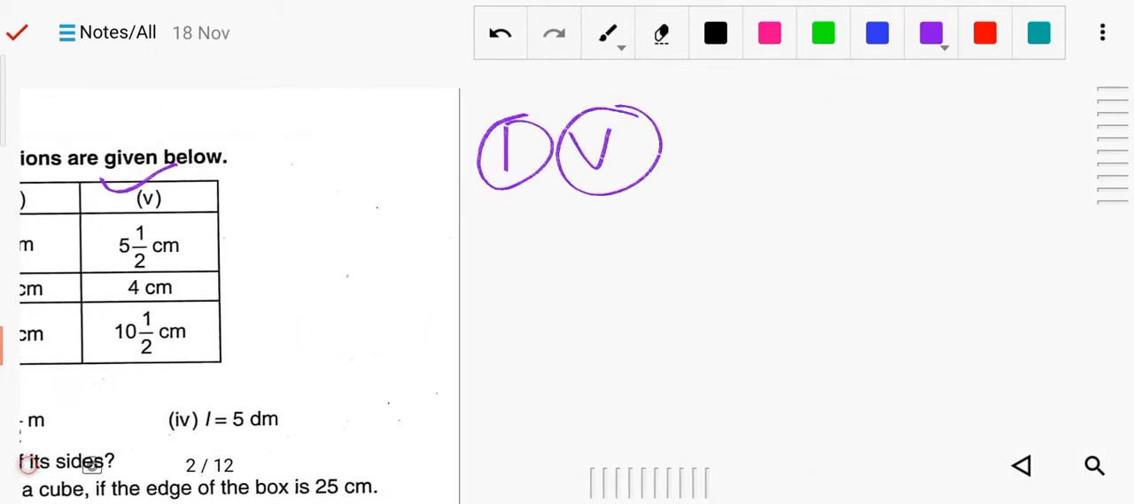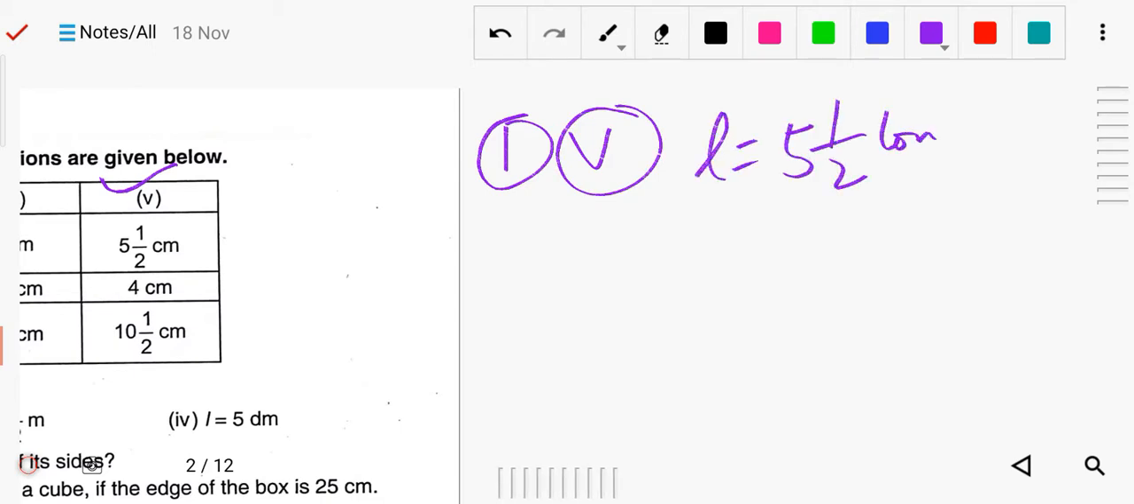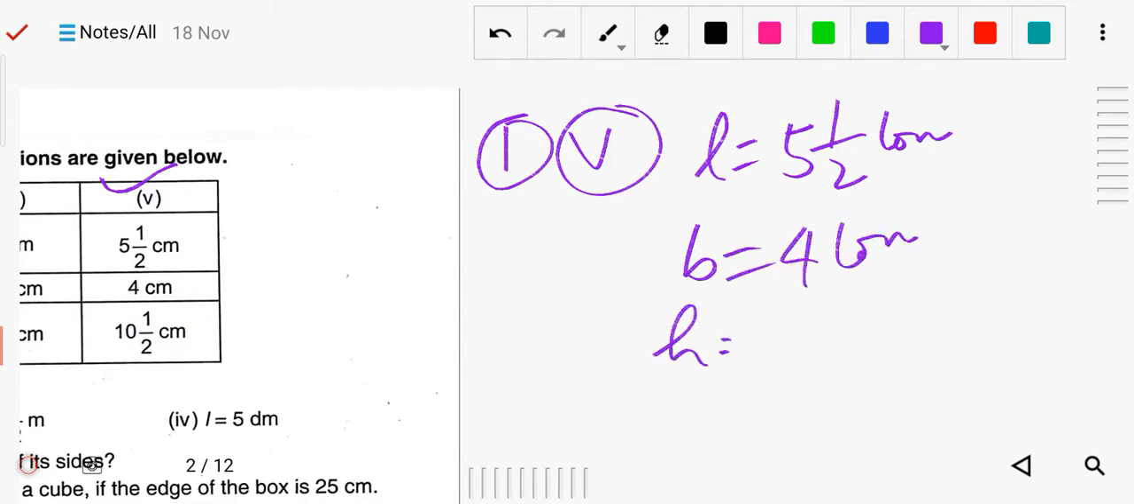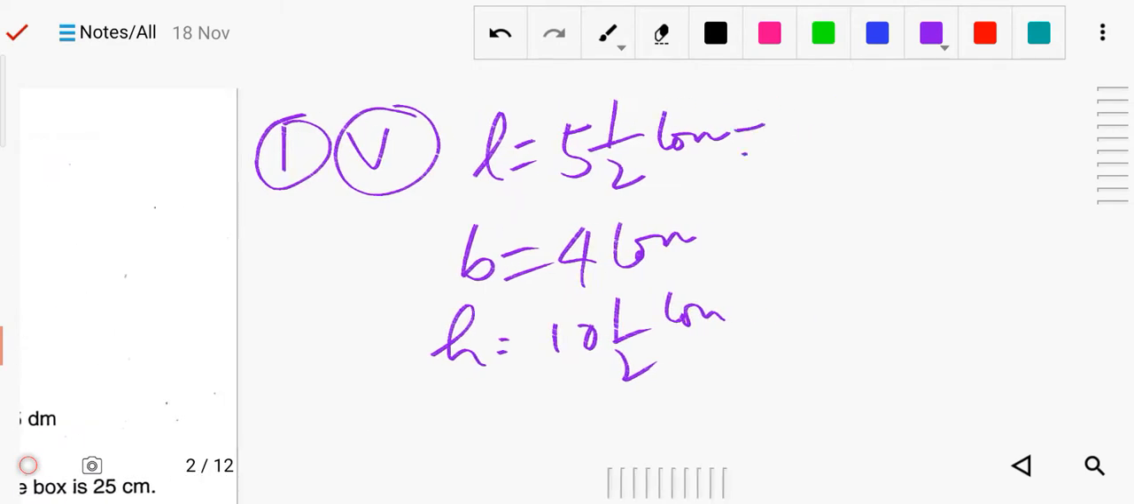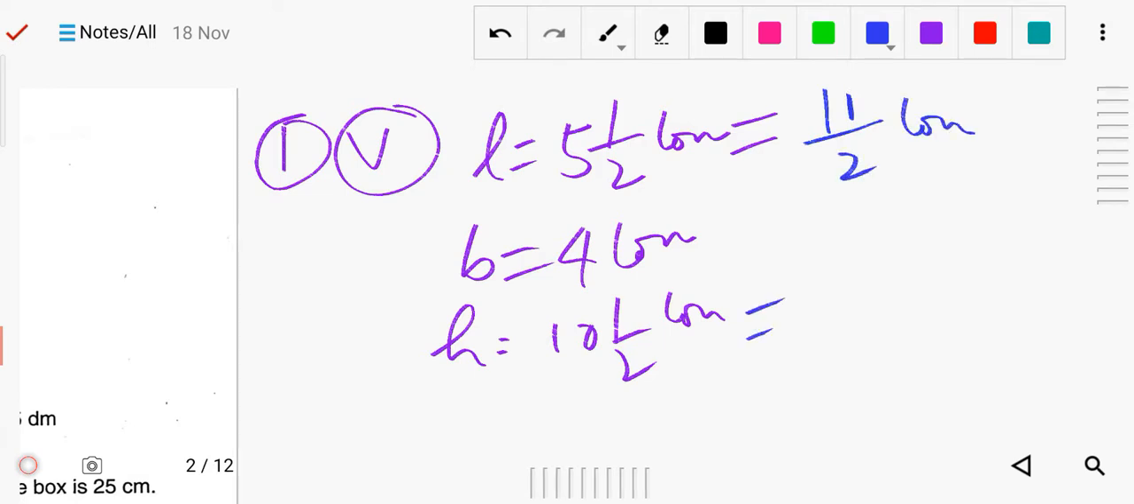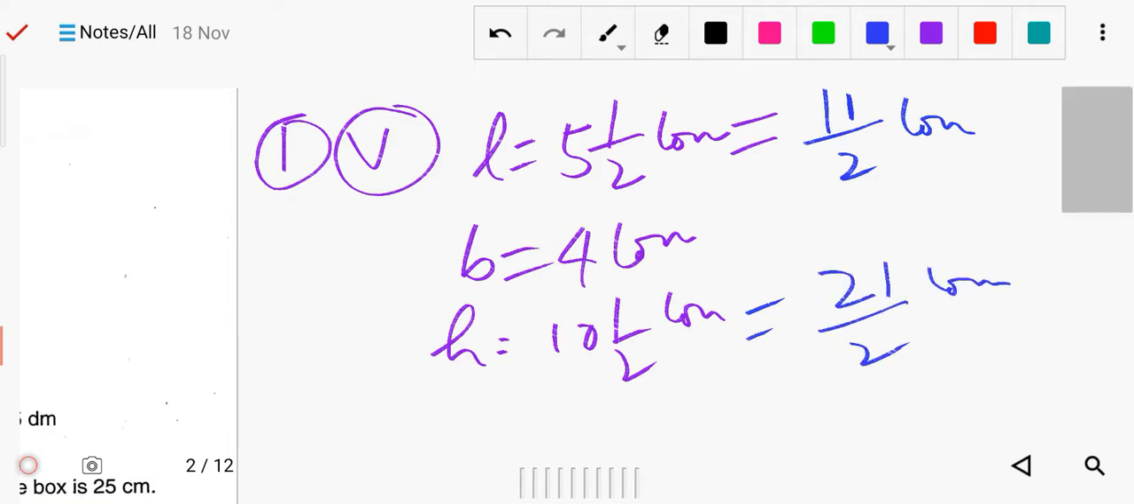So L is given 5 and 1 by 2 centimeter, B is given 4 centimeter, and H is given 10 and half centimeter. First of all, this is given in mixed fraction, so you have to change it to improper. So 5 into 2 is 10 plus 1, 11 by 2 centimeter. 4 no need to change. 10 into 2, 20 plus 1, 21 by 2 centimeter. Now it is changed.